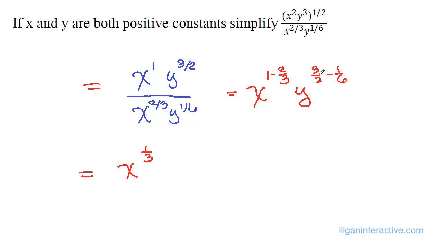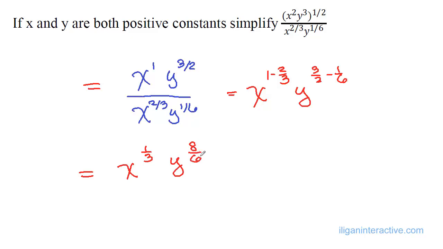And what is y to the 3/2 minus 1/6? 3/2, the LCD is 6, so that's 9 over 6, right? 9 over 6, so 9 minus 1 is simply 8. So that will be 8 over 6.